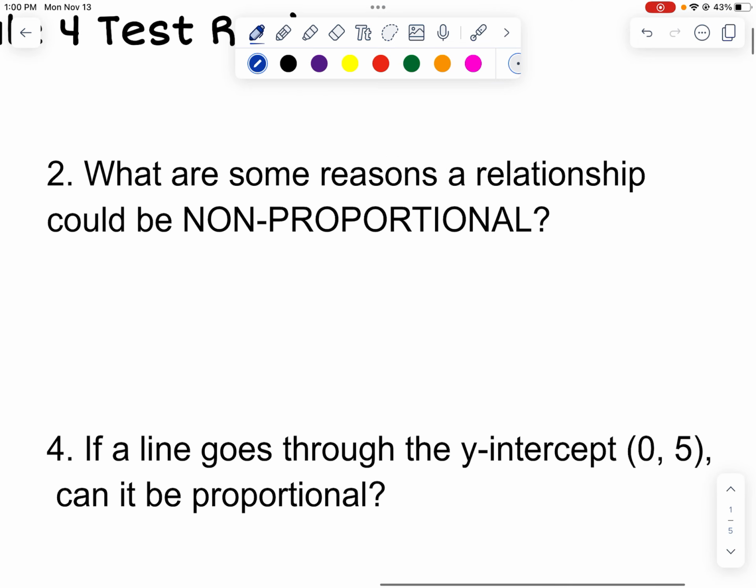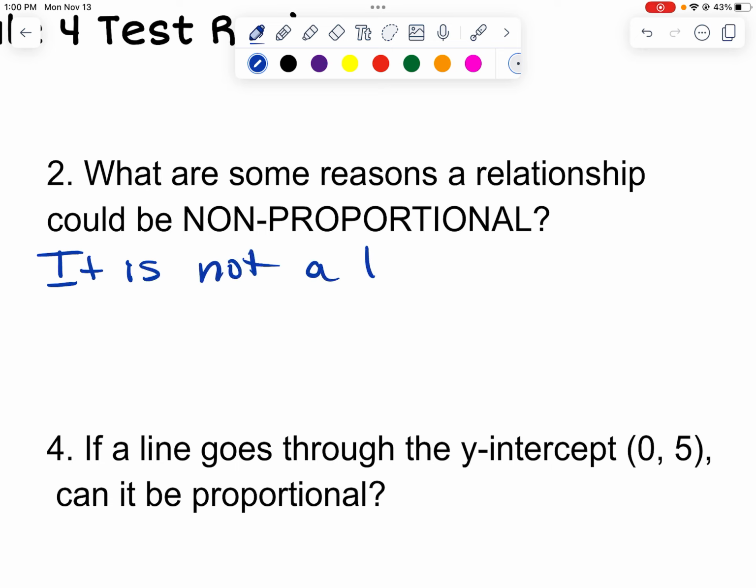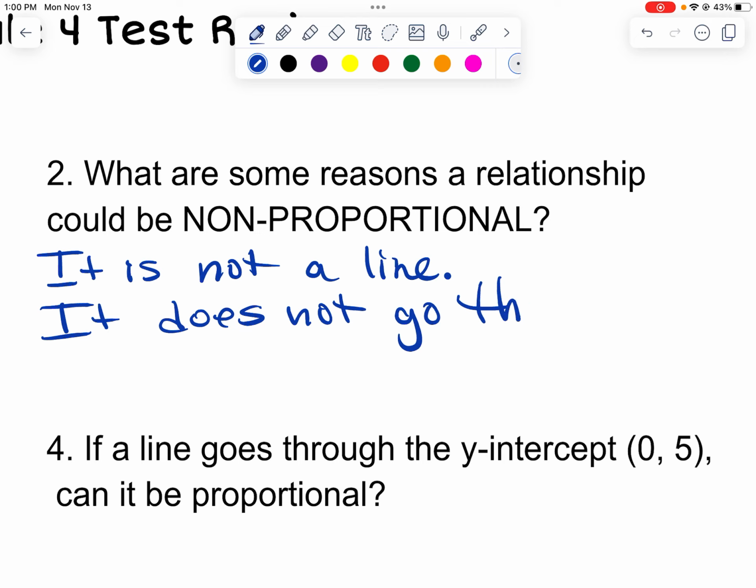Number 2, what are some reasons a relationship could be non-proportional? It is not a line. It does not go through 0, 0.